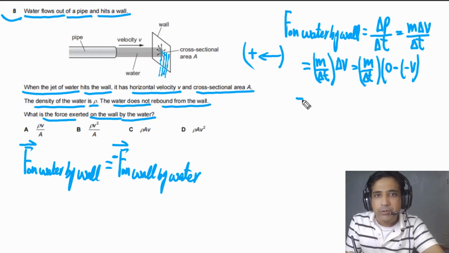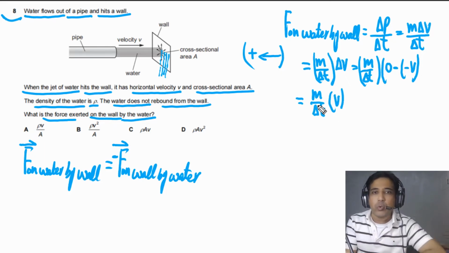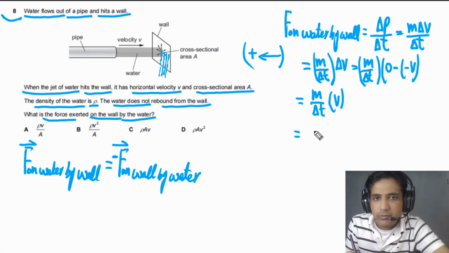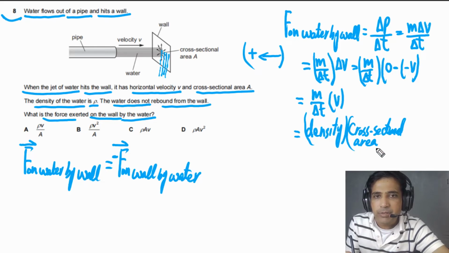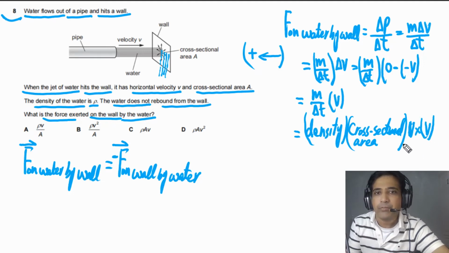Now we need to write down the mass flow rate, and mass flow rate is simply equal to density of water times cross-sectional area times speed of water. So this is one v, the speed of water, and the other v we already have here. So this is another v. Now we just need to simplify this. In this case, we have density, cross-sectional area, and v multiplied with v. So this is v squared.